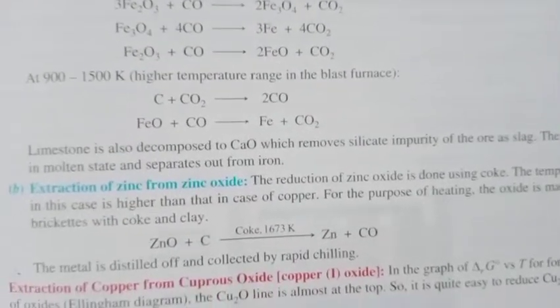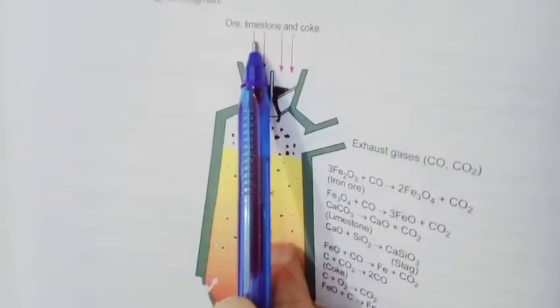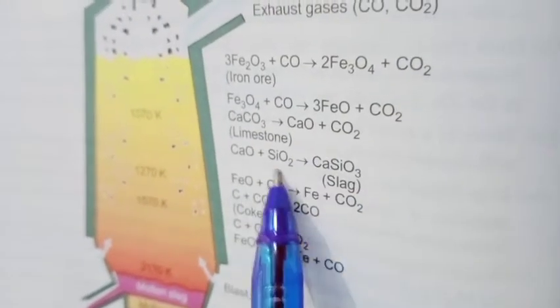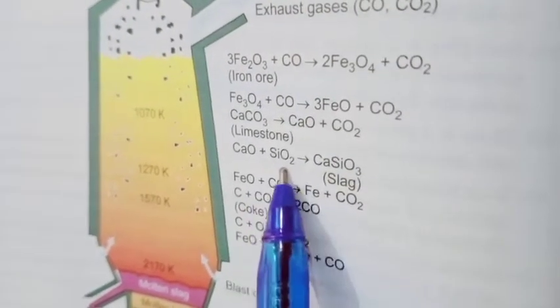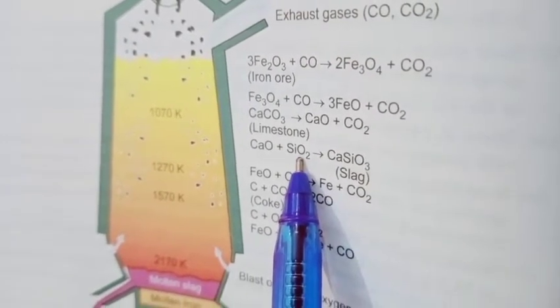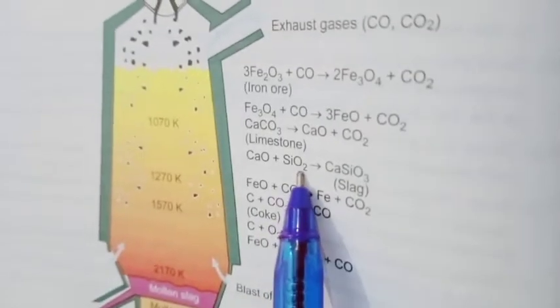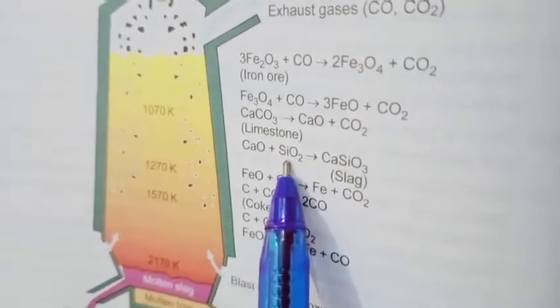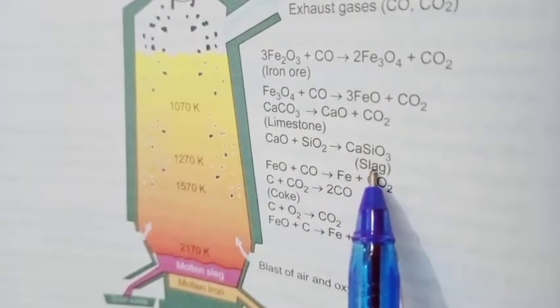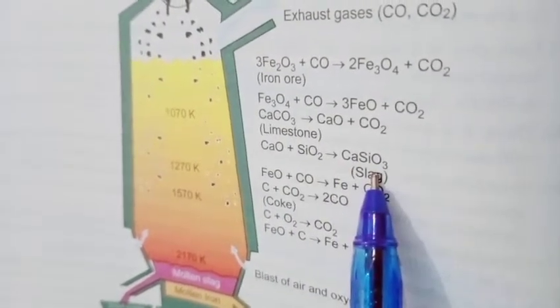Now look here. What is the role of limestone in this case? Why is limestone put? Limestone, when heated, decomposes to give calcium oxide and carbon dioxide. This calcium oxide combines with SiO2. What is SiO2? It is an impurity which is present in iron ore. This is an acidic impurity. This acidic impurity combines with calcium oxide. It forms an infusible substance called slag, which is calcium silicate.